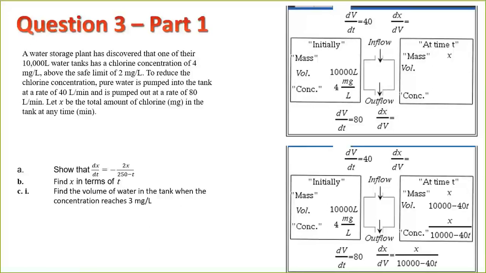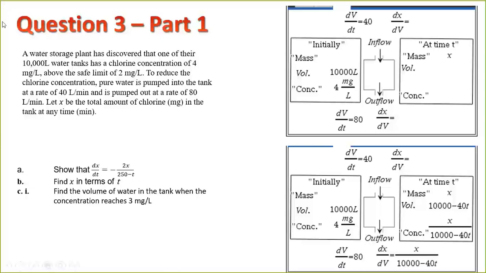And we're also told that the liquid inside the tank is pumped out at a rate of 80 litres per minute. Here we're saying that x is the amount of chlorine in the tank at any time. And just like before, we want to show that the differential equation that describes the system is given by negative 2x over 250 minus t. So there's a bit of a theme here, a bit of a pattern in terms of how we can go about these questions. Like before, we're going to identify our initial information.